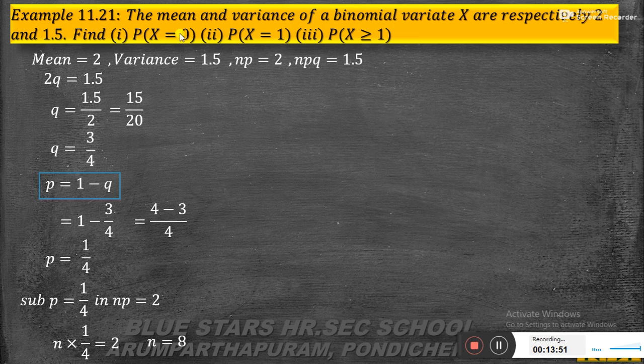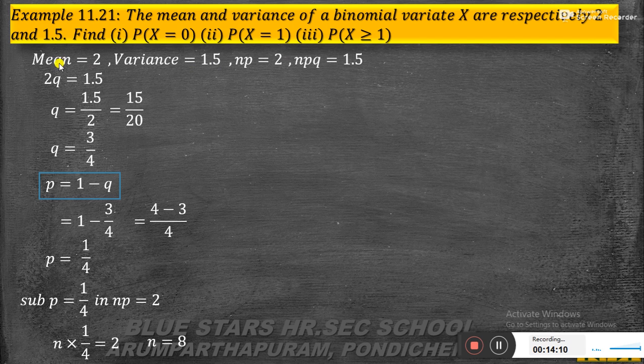So you see here, the mean and the variance of the binomial variate x: the mean value is 2, so mean equal to 2 and the variance equal to 1.5. Next, they ask about the probability of x equal to 0, the probability of x equal to 1, and the probability of x greater than or equal to 1.